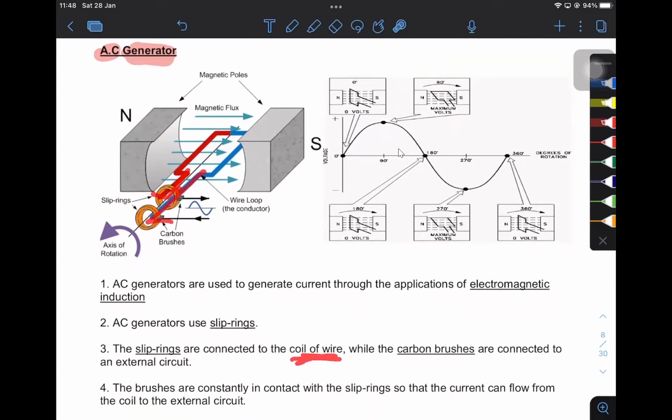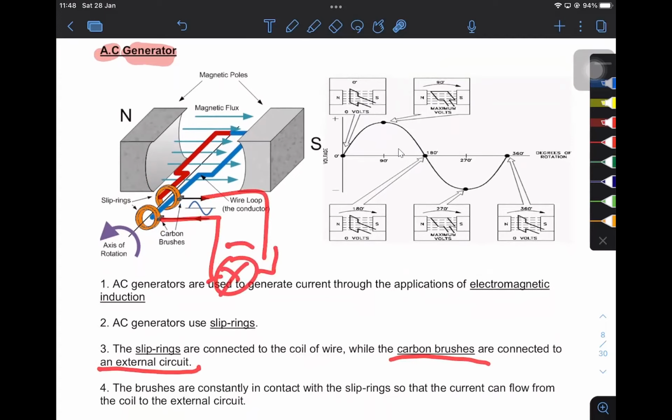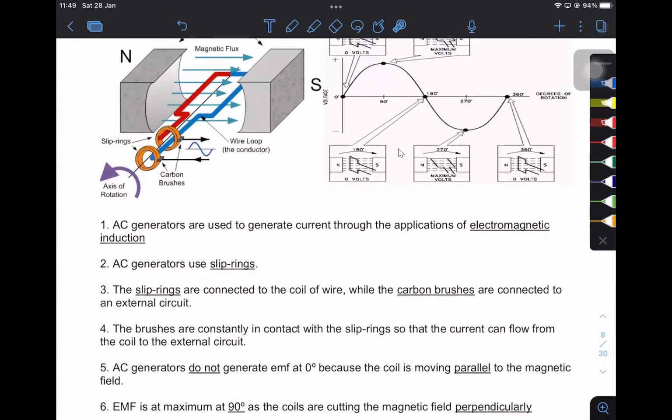It is connected to the coil of wire here, while the carbon brushes are connected to the external circuit, right? These carbon brushes are connected to your external circuit here. Okay, so in your exam, they'll ask you, what is the slip ring for? You say, the brushes are constantly in contact with the slip ring so that the current can flow from the coil to the external circuit and allow the coil to continuously spin in one direction.